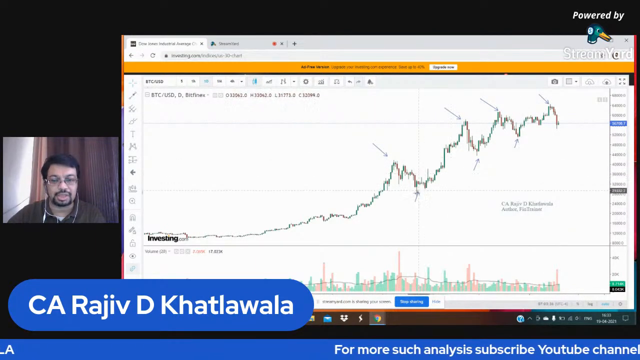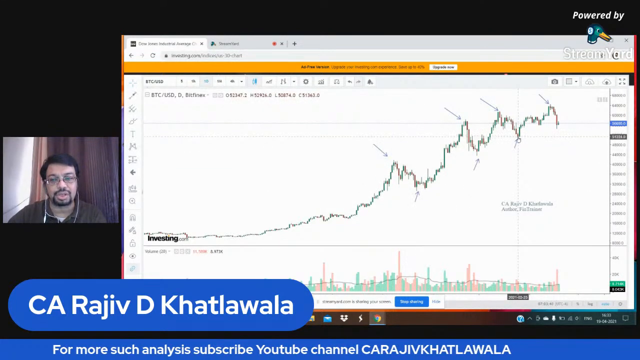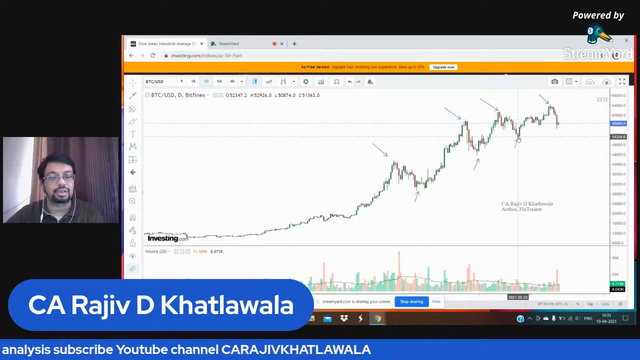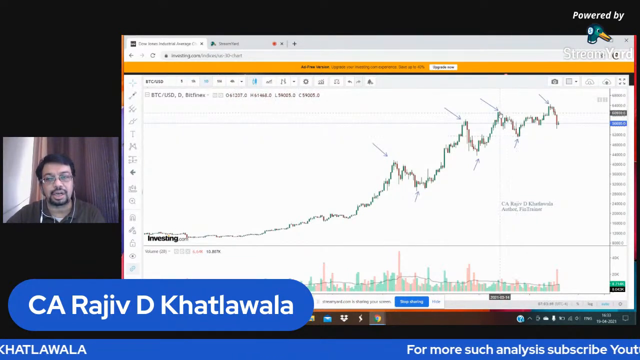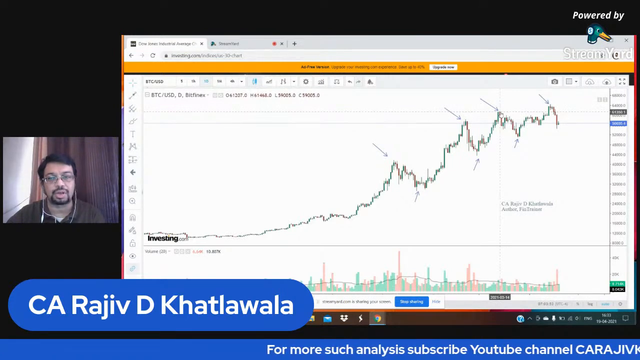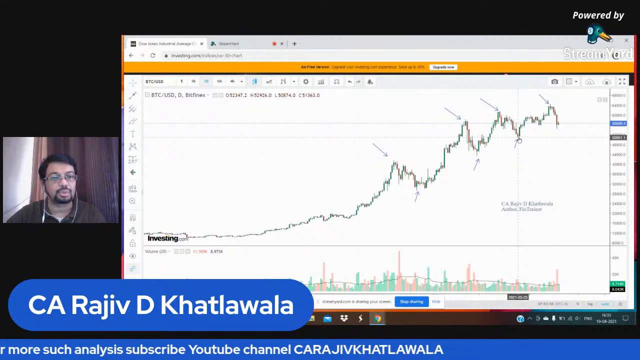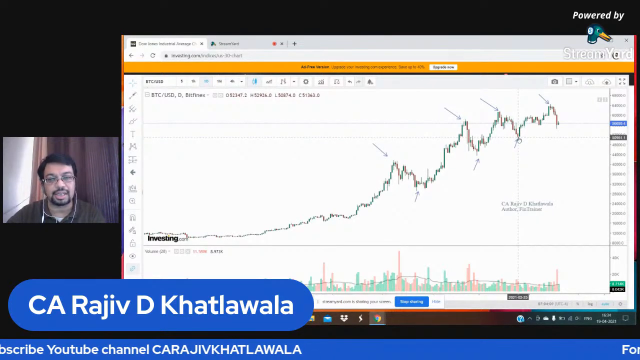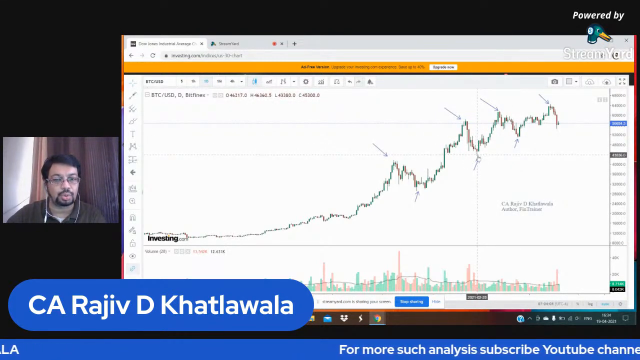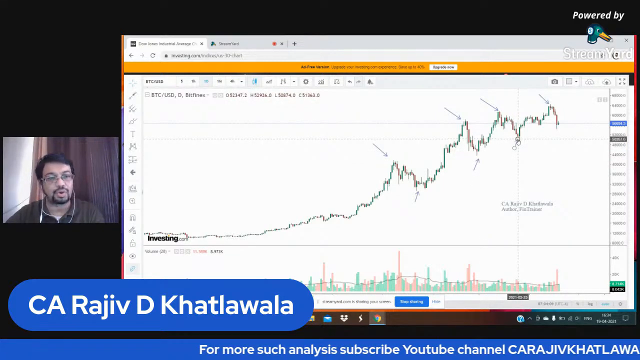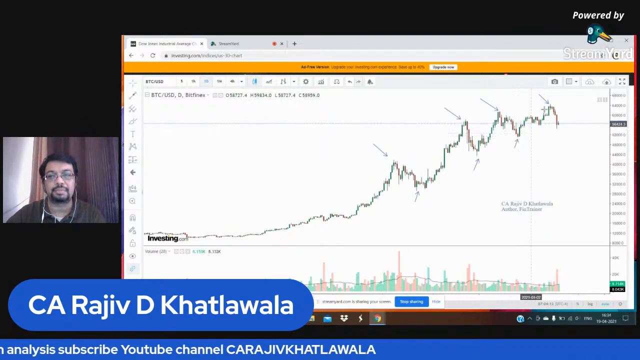So what we have seen here is that one, two, and the third, the most recent correction, took the Bitcoin after touching a high of around 61,468. There was a correction, and the Bitcoin fell to almost 50,874. It did not break the previous low, and therefore it made a higher low formation, and that is why the trend is still up. After this correction, it again made a new high, which is 64,374.